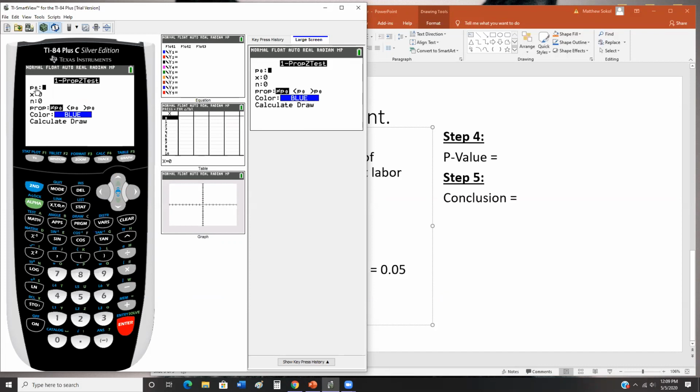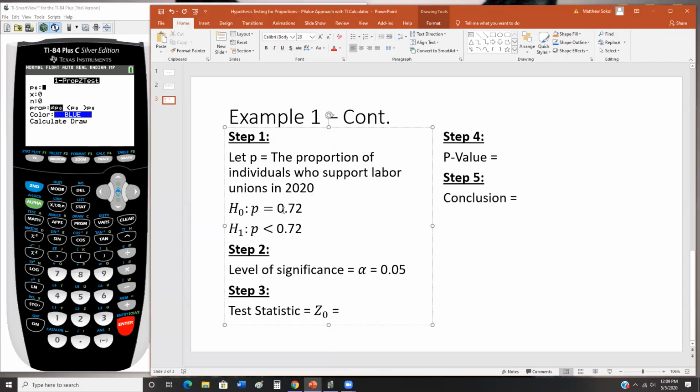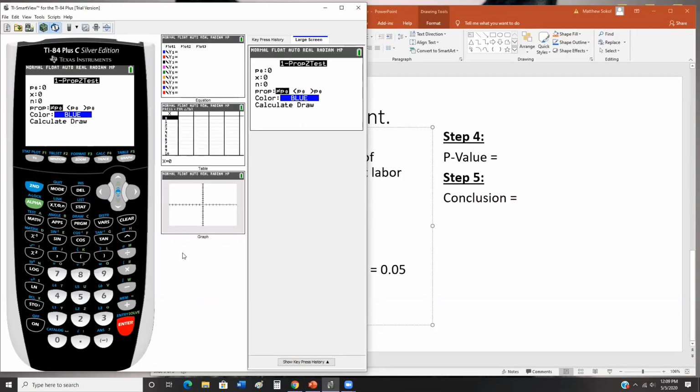And at this point here, p sub 0. You have to plug in 3 things here. p sub 0, that's your null proportion, what you believe it to be, so it's 0.72. x was the number of people who supported labor unions, which is 650. n is the sample size, which was 1,003. And then you just have to go back and make sure that you change this to a left-tailed test. That's incredibly important. Change it to a left-tailed test. And then you're going to scroll down to calculate.